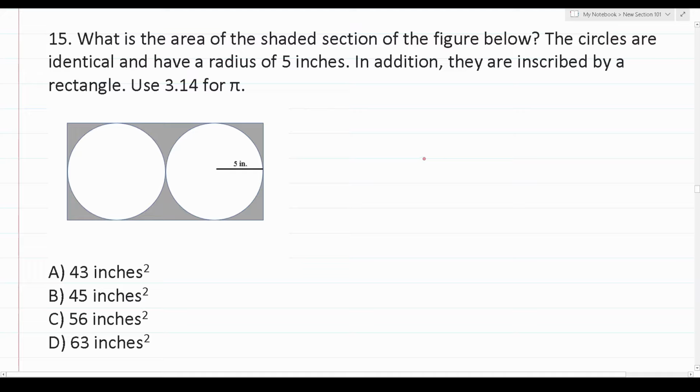All right, so in this case, let's write a little expression to represent how we're going to find the area of the shaded section. All right, so the area of the shaded section in this case is simply going to be this. We're going to find the area of the rectangle, and we're going to subtract from that the area of one of these circles, which I'm going to call the area of circle 1, as well as the area of the other circle, which I'm going to call area of circle 2.